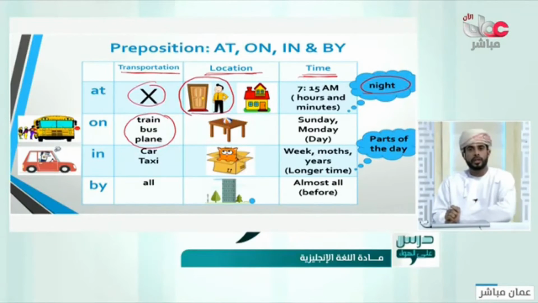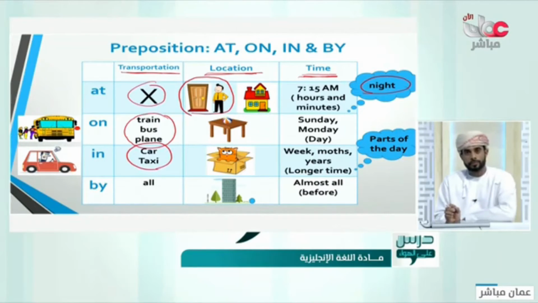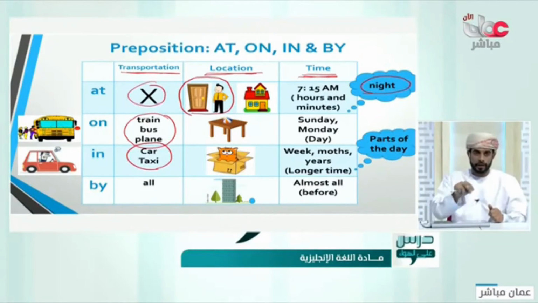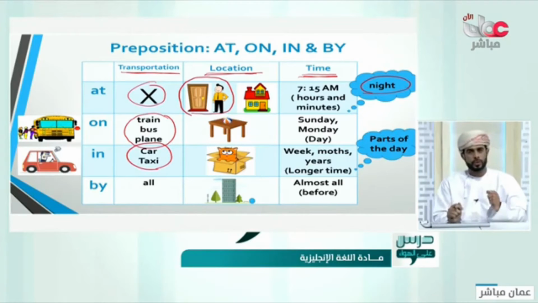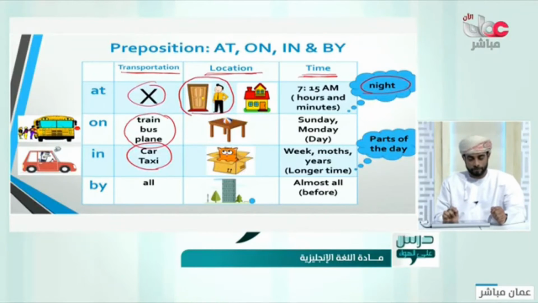But what about "in"? We say in a car or in a taxi. Why is it "in" and not "on"? Because you are inside it. You cannot move, you cannot walk, just like in a box. So you are inside the car, in a taxi. That's why we don't use "on" with car. If you say that you are on the car, it means that you are on the top of the car, not inside the car. I hope it's clear. Good.